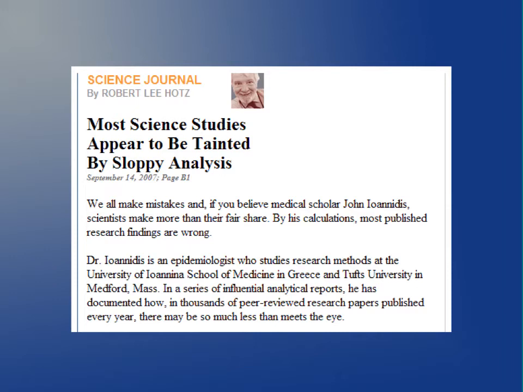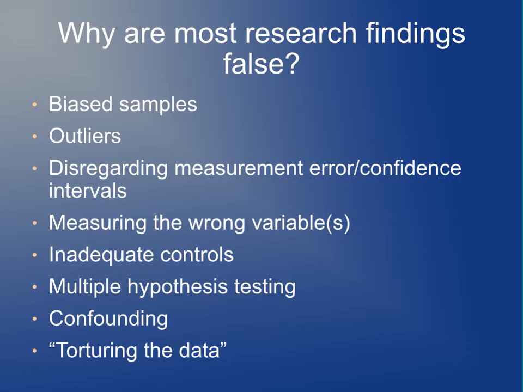So today I want to help you understand why this occurs and what you need to do to prevent this from occurring. So, why are most research findings false according to John Ioannidis? Well, there are many reasons, but today I'm going to discuss some of the most important ones so that you're aware of these issues and know to try to avoid them when designing your own experiment and recognize it when you see these problems in other experiments. So, there's a list here. We'll be going through these one by one through the rest of today's discussion.